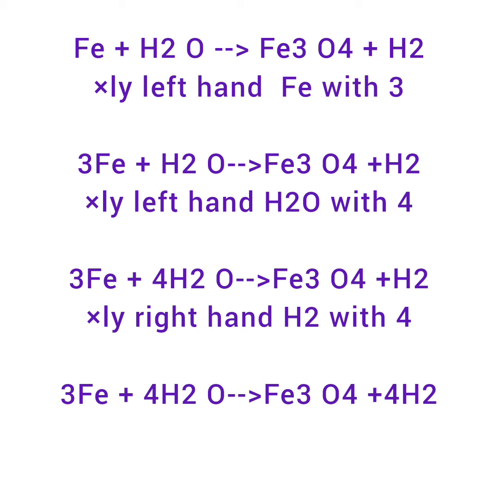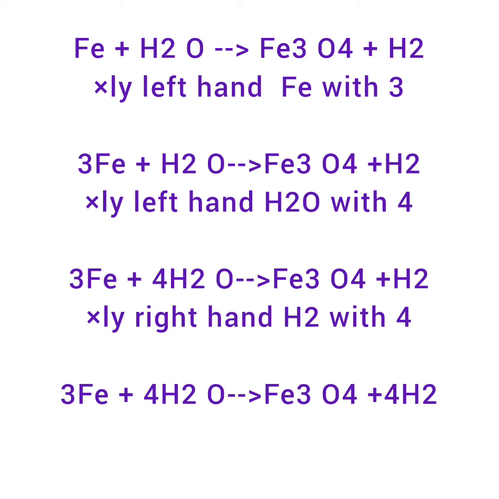So, it is not equal. In the case of hydrogen, the number of atoms on the left hand side are 2 and on the right hand side are also 2, it is equal. But in the case of oxygen, the number of atoms on the left hand side is 1 and the number of atoms of oxygen on the right hand side are 4. So it is not equal. So this is an unbalanced chemical equation.